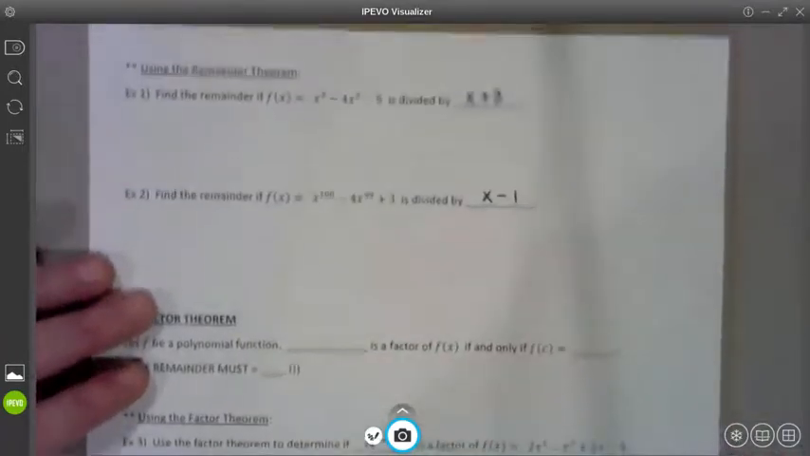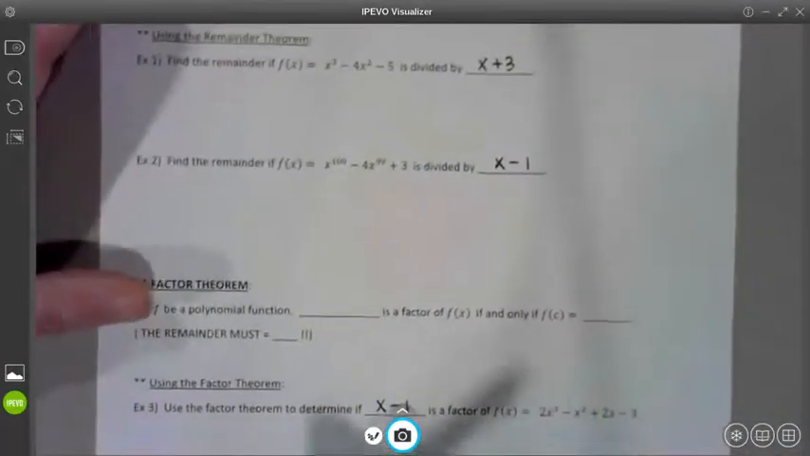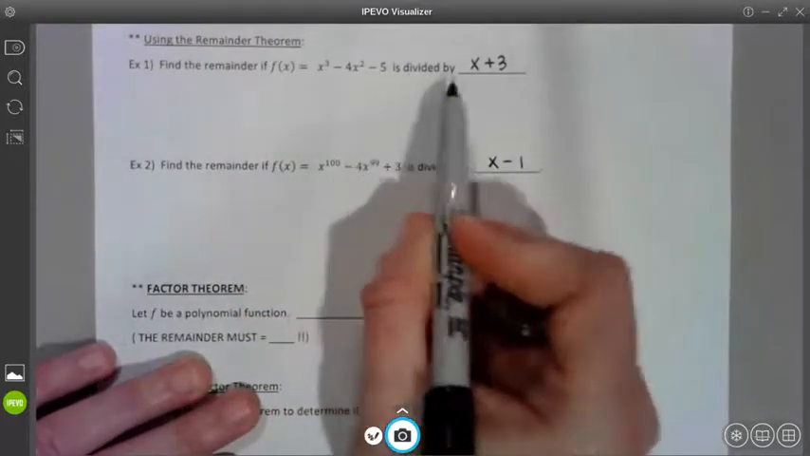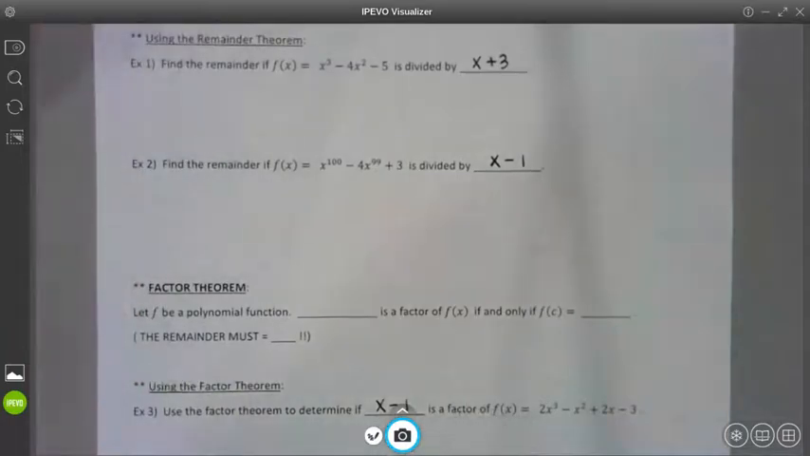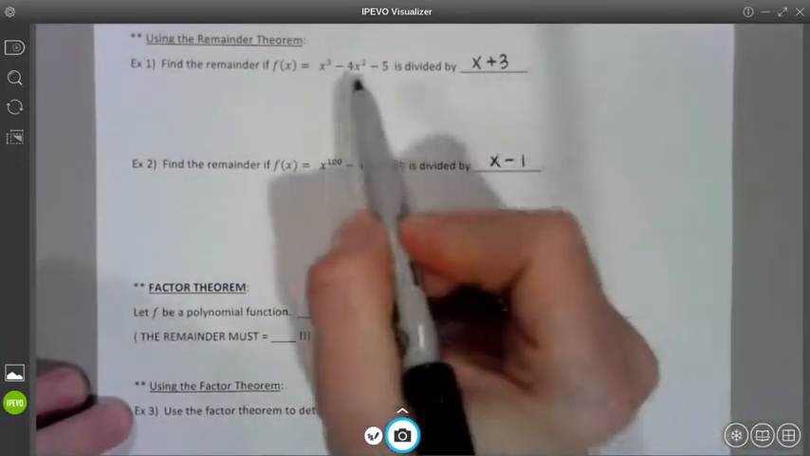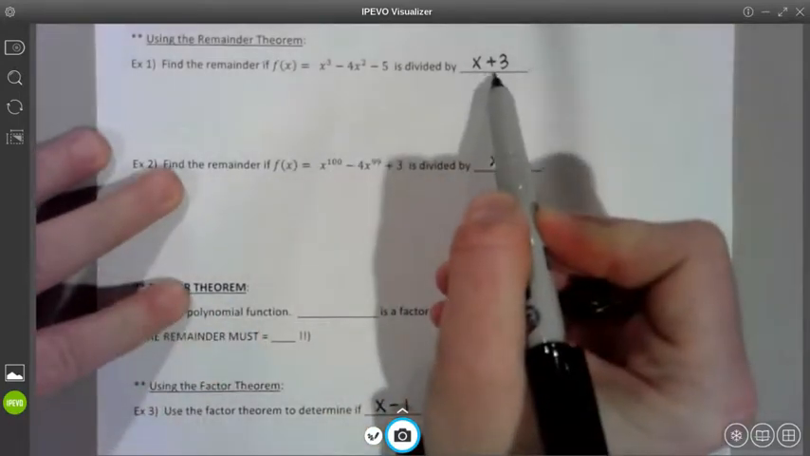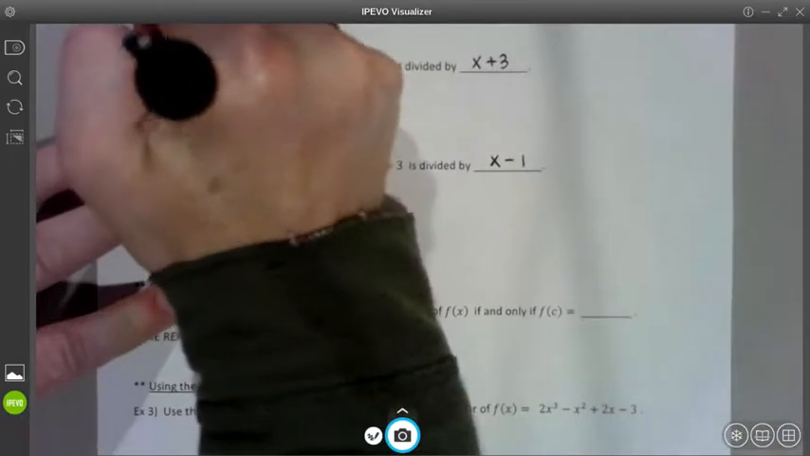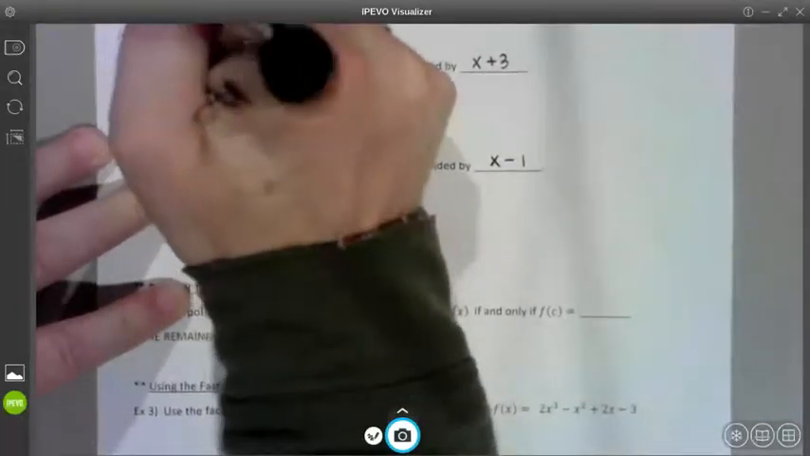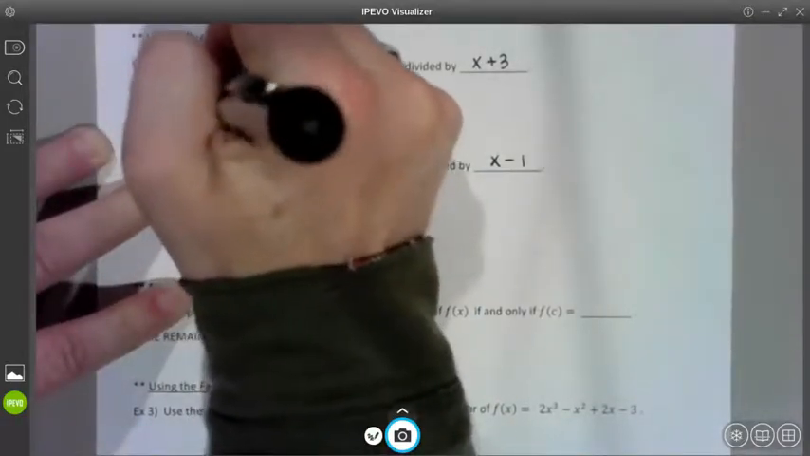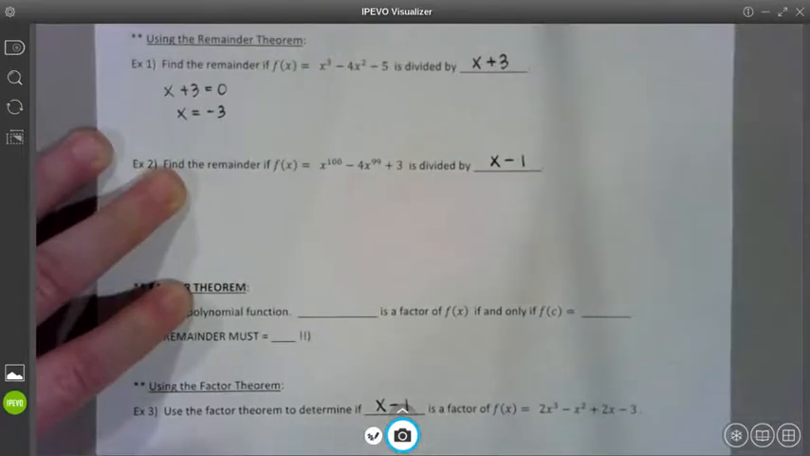All right, so let's use it. Okay, so using the remainder theorem, it says find the remainder if f of x, which is equal to this polynomial, is divided by x plus 3. Well, guys, instead of us sitting here to find the remainder and dividing x plus 3 into this polynomial, we're just going to use the remainder theorem. So take what you're dividing by, this x plus 3, that's your x minus c, if you will. So take x plus 3, set it equal to 0, and let's find out what that magic number is. It's going to be negative 3. So think of negative 3 as this c value.